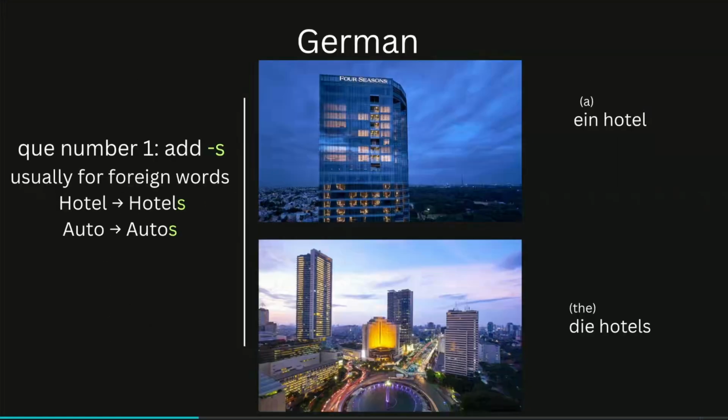So in German, you can also show that you're talking about more than one noun by adding an S. For example, the singular is ein Hotel, a hotel. The plural is die Hotels, or the hotels in English. So you can add an S, but this only works on foreign words, usually words from English. For example, hotels and autos. For most German nouns, you wouldn't actually use this rule.